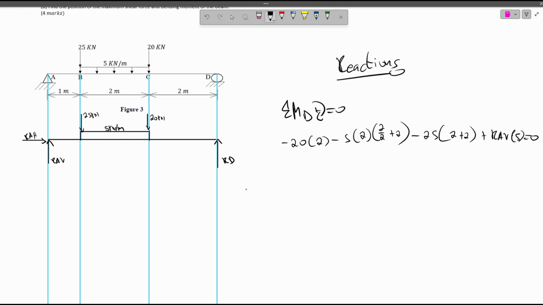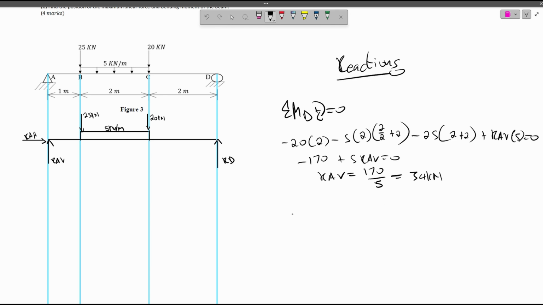Minus 20 times 2, minus 5 times 2, 1 plus 2, which is 3, minus 25 times 4. So we have minus 170 plus 5 RAV is equal to 0, and then our RAV will be 170 divided by 5, 34 kilonewton.